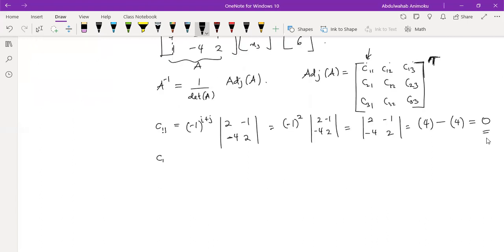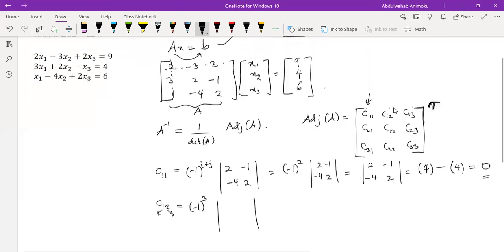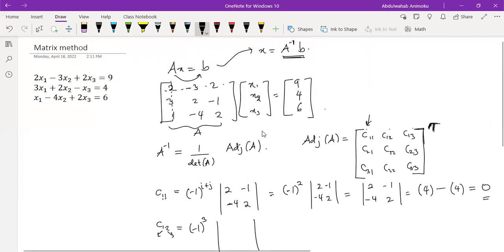Now we'll do this for the rest of the entries. This one again, this would be -1 raised to power 1 plus 2. This is the first one, this is the second one. So I plus J, 1 plus 2, that will be 3, -1 raised to power 3. Now, which matrix do we have? Basically, in this case, you're going to cross out the second column and the first row. Let me just show you.